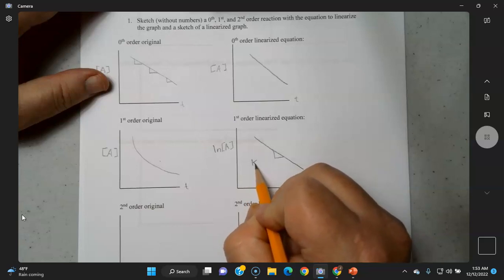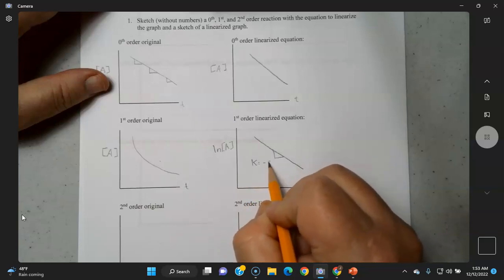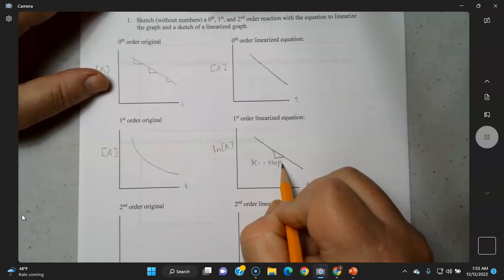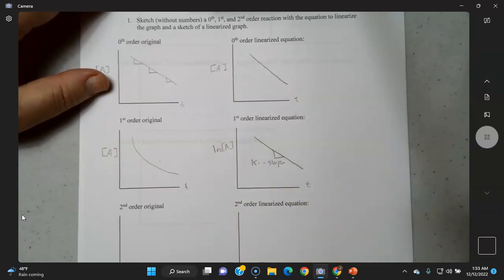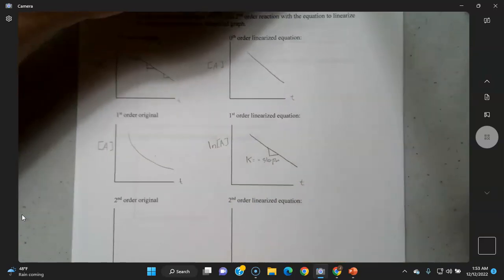k. K is going to be the negative of the slope. So the slope is negative. K is always a positive number. All right, so that's what that's going to look like.